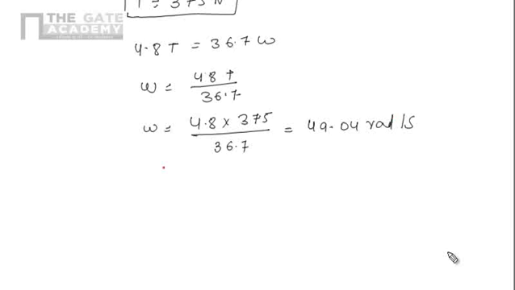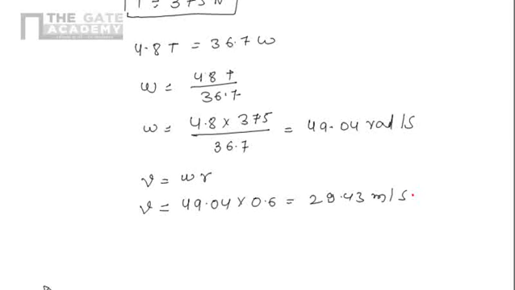Now we know the value of omega, so we can calculate the linear velocity, that is omega r. So now 49.04 times the radius, which is 0.6, it will come 29.43. So this way we can calculate all these things. By this problem we can easily understand that by applying the linear impulse momentum and angular impulse momentum equations, we can solve such kind of problems easily.